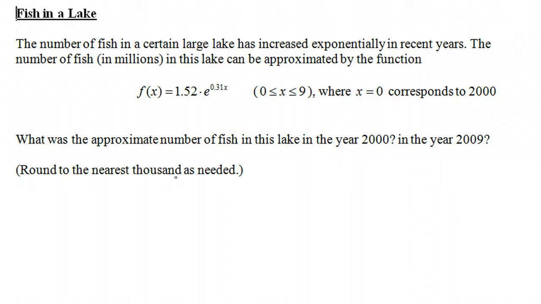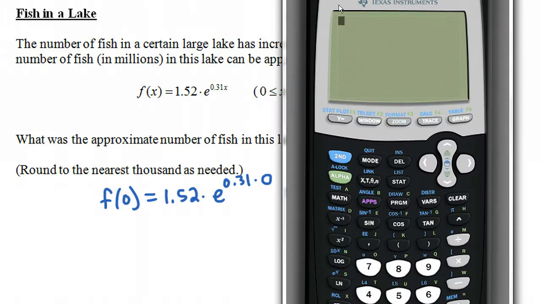So when we're trying to find the number of fish in the year 2000, really what we're trying to find is f of 0, because 0 corresponds to 2000. So when we plug this in, we get 1.52 times e to the 0.31 times 0. We're plugging in 0 for x. Now, if you're a little bit clever, you might be able to figure this out in your head. But let's try typing this on our calculator.